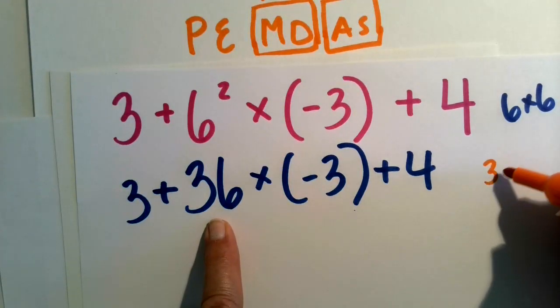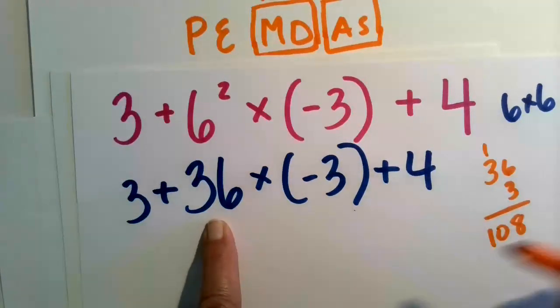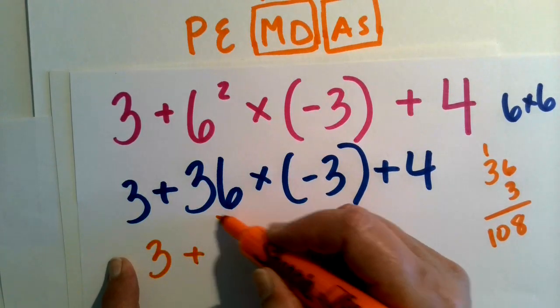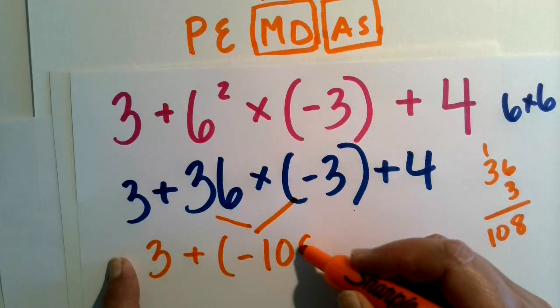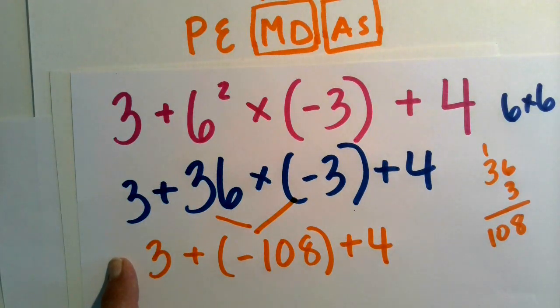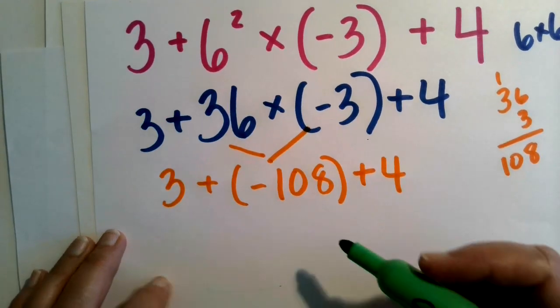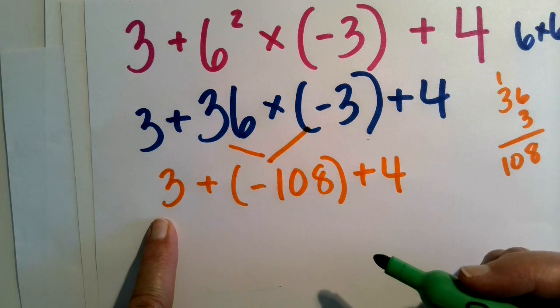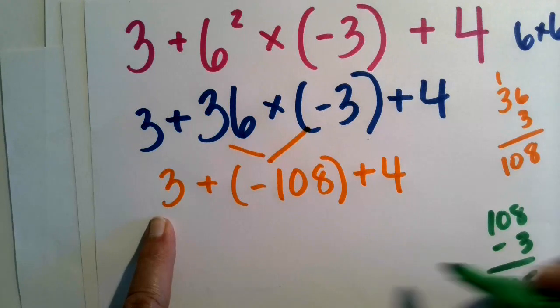So 36 times negative 3. So this is 3 plus 36 times negative 3 would be negative 108. That makes a huge difference, guys. Plus 4. Bring all that down. Next, we've got just adding. We've got 3 plus negative 108. We have a positive and a negative, so we actually are going to subtract those. So 108 minus 3 would be 105.